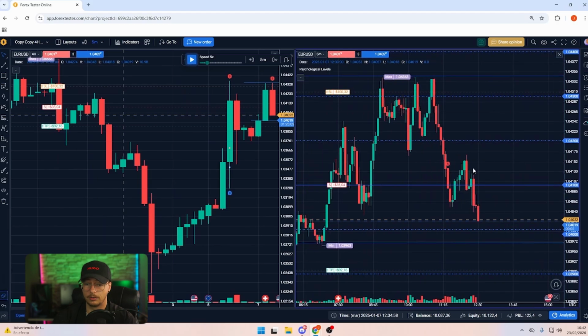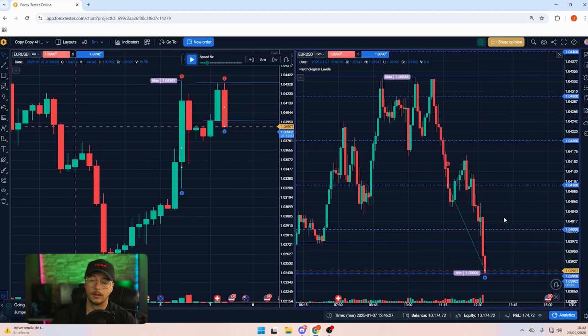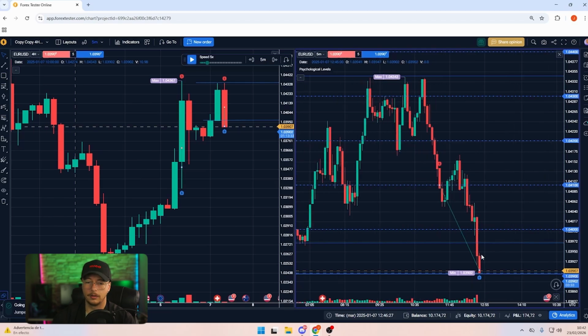The good thing as well is that in Forex Online we can just come here and go to order close, boom, perfect. And we've got a nice take profit down to the downtrend. It's taking out the low of this 4 hour candle, so spot on.